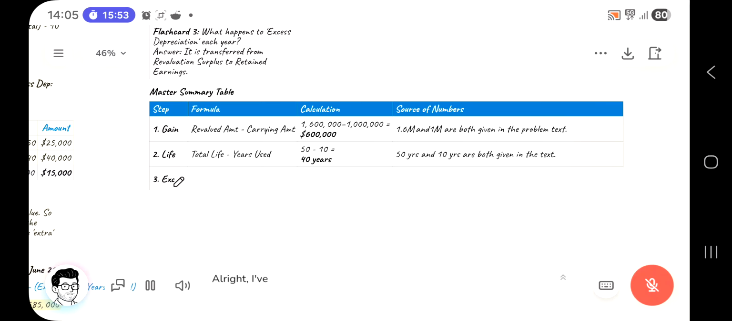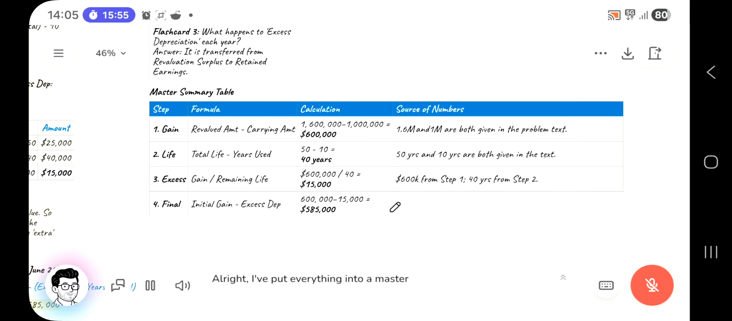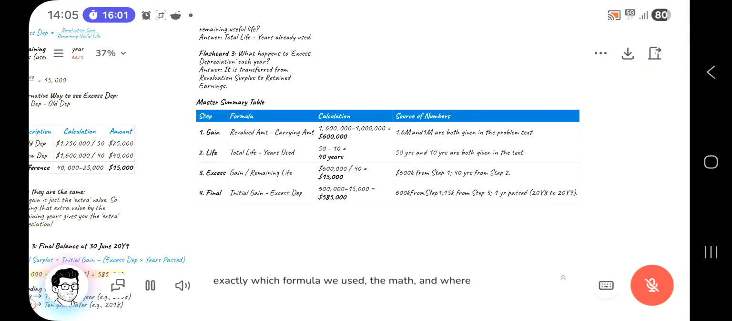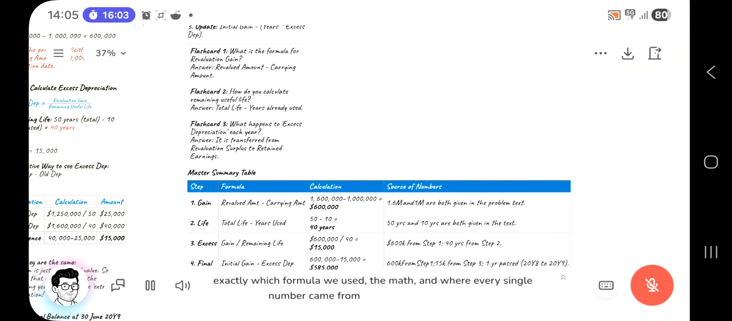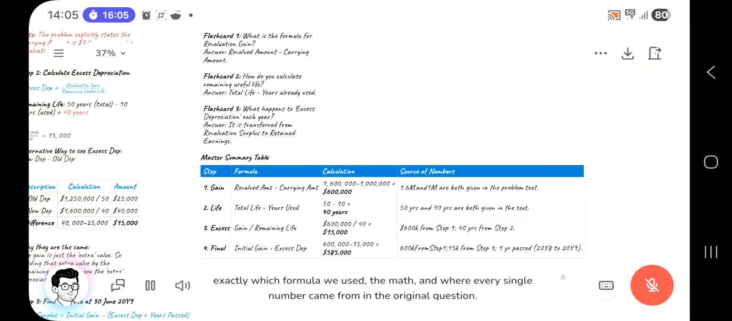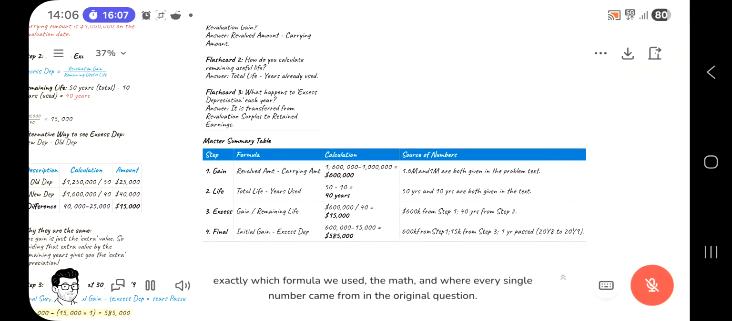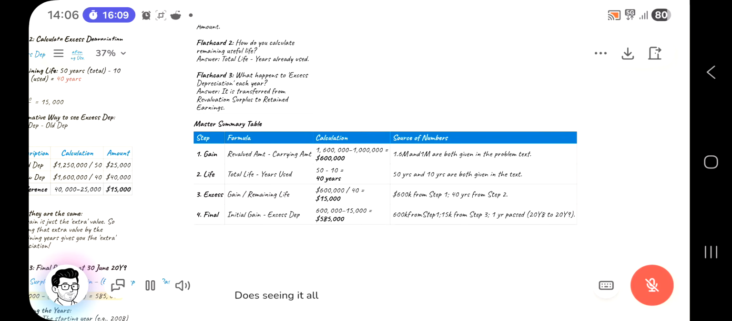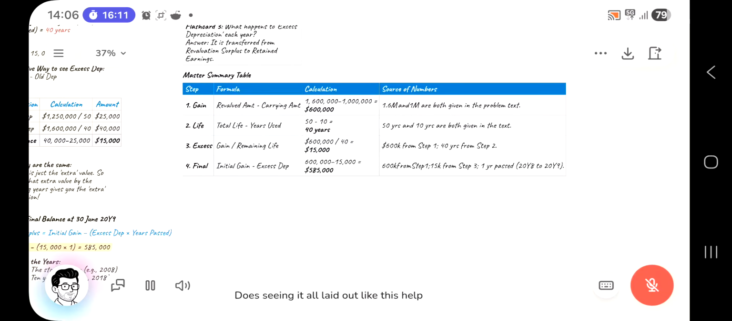Alright, I've put everything into a master table for you. This shows exactly which formula we used, the math, and where every single number came from in the original question. Does seeing it all laid out like this help connect the dots?